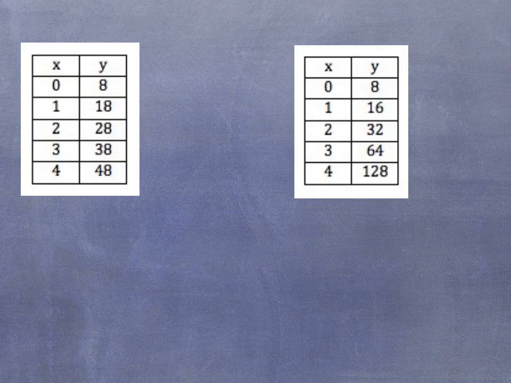So let's get going here and try to do some exploration to see which one grows faster. If we look at this first table, we can see that my change going from 8 to 18 is adding 10. 18 to 28, I'm adding 10. Adding 10 each time. So that change of plus 10 makes us go up relatively quickly.